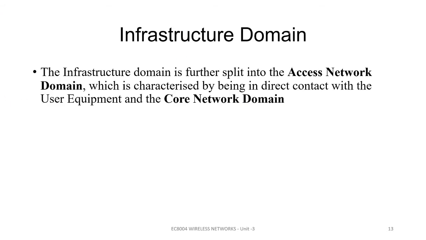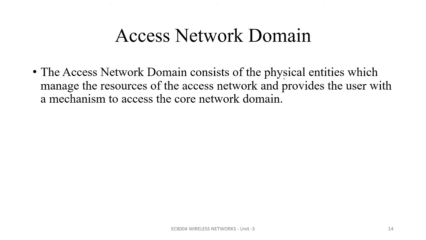So next is our infrastructure domain. It is further split into the access network domain, which is characterized by being in direct contact with the user equipment, and the core network domain. Again, my infrastructure domain is divided: one is access network, and the other is core network. Access network consists of physical entities which manage the resources of the access network and provide the user with a mechanism to access the core network domain. See, this is going to give access to my core network. Which network I have to use exactly is given by my access network.